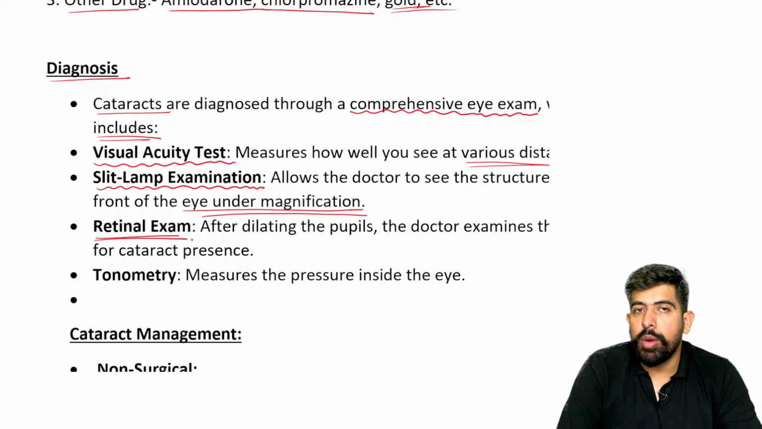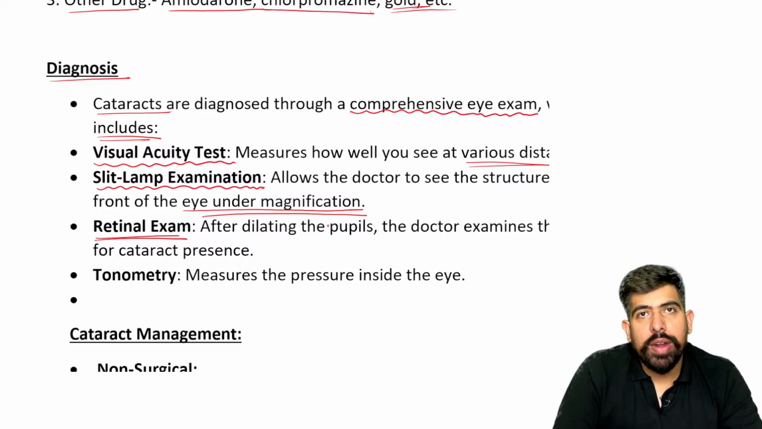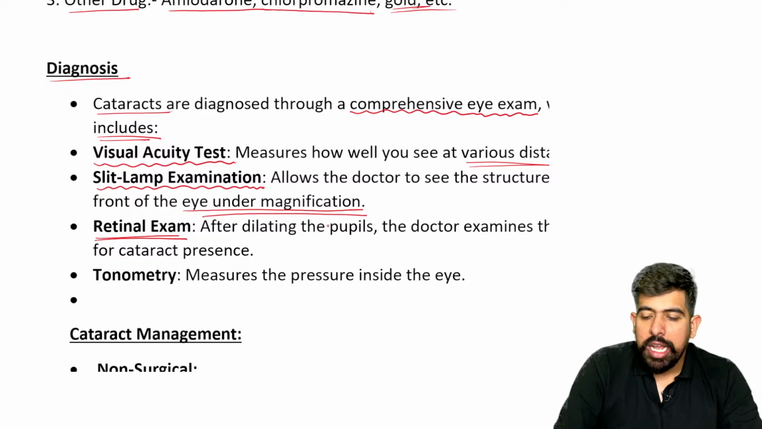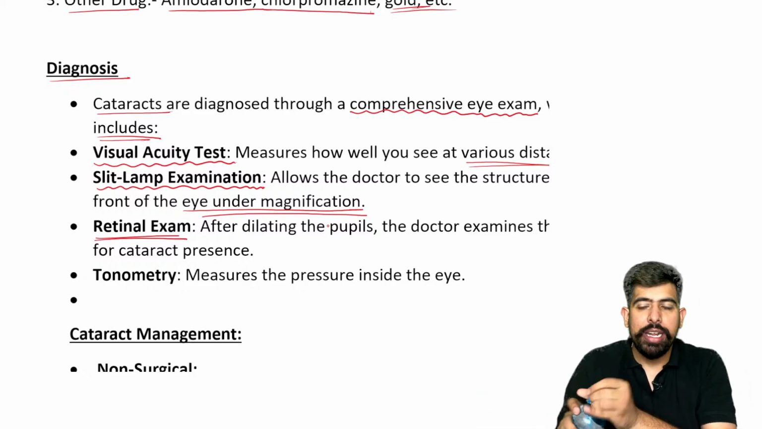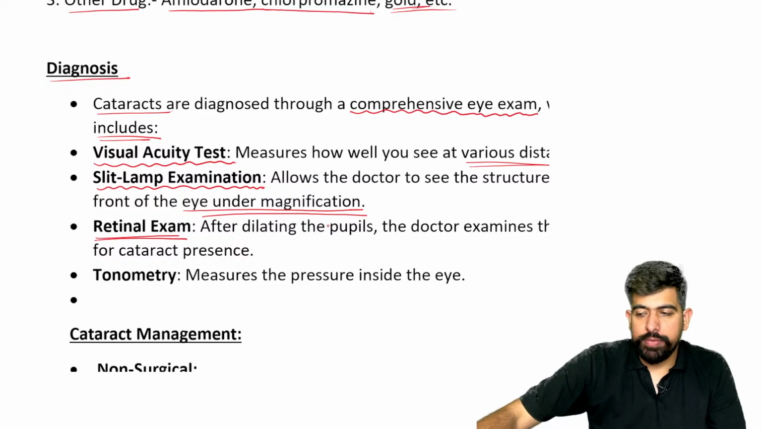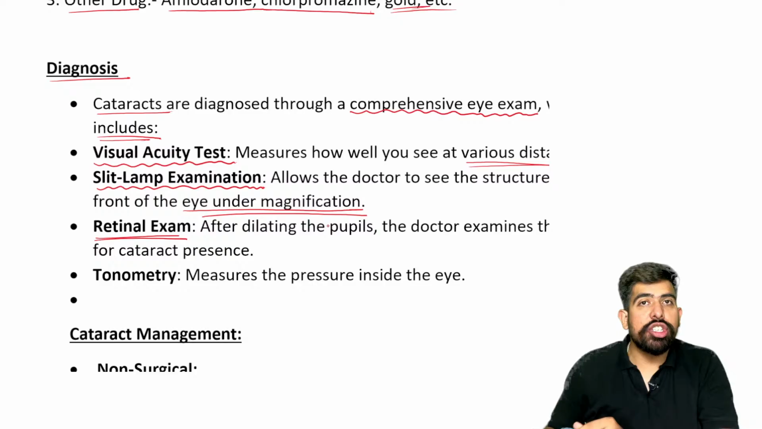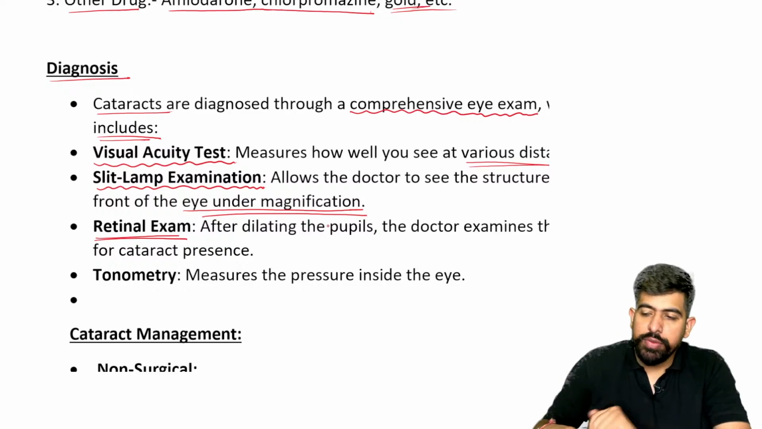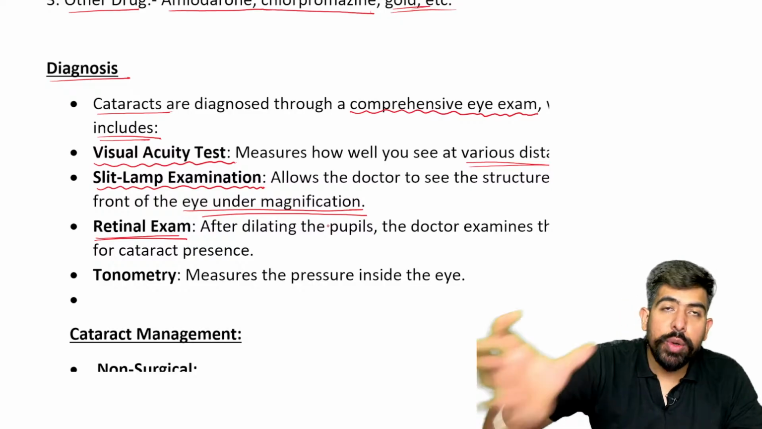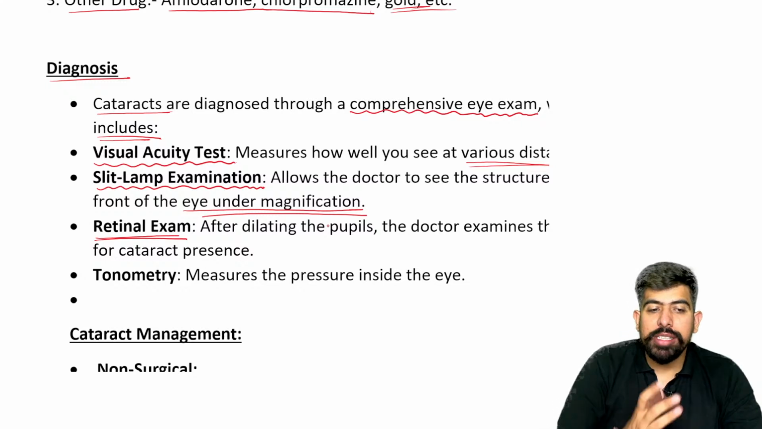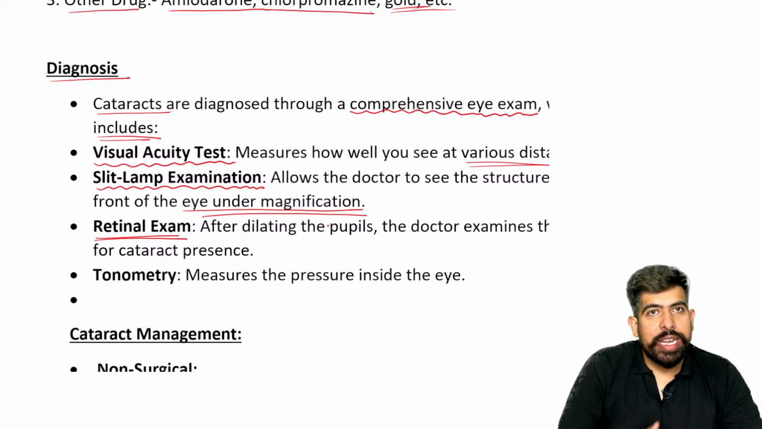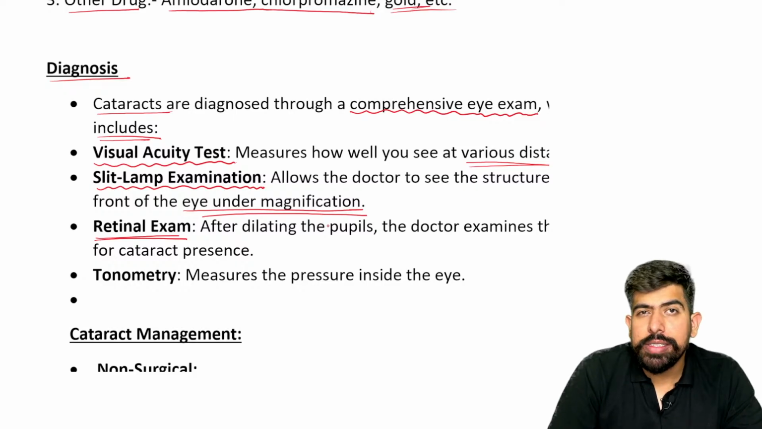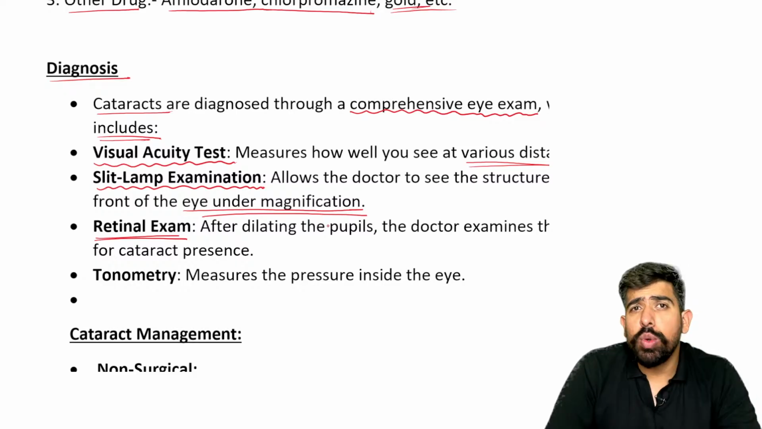Guys, please remember this. We surely have to do the retinal examination because maybe the patient is having a retinal disease, and now he got the cataract. So we are thinking that this visual disturbance is due to the cataract, but it is not due to the cataract. It is due to the retinal disease. So we have to see the retina.